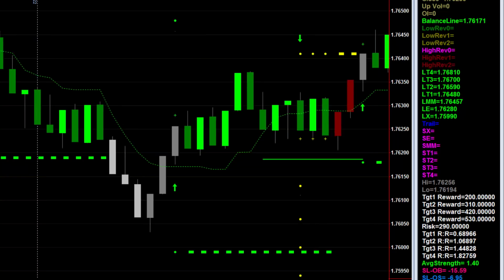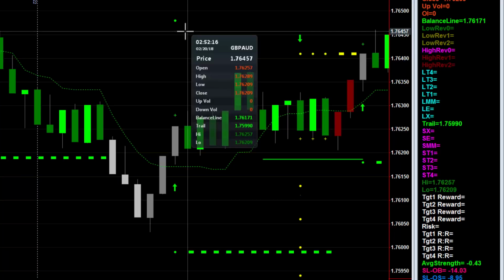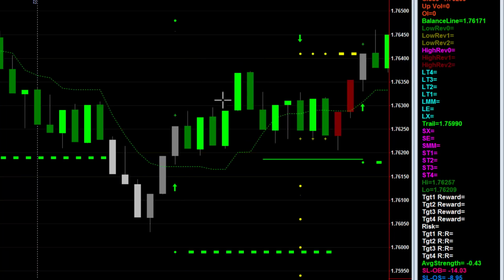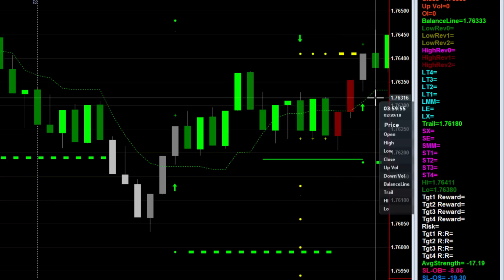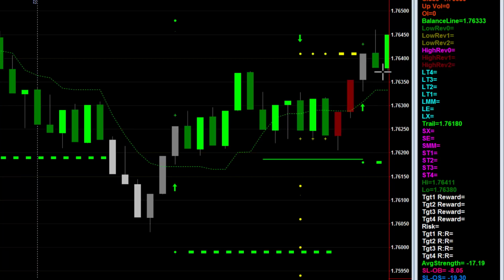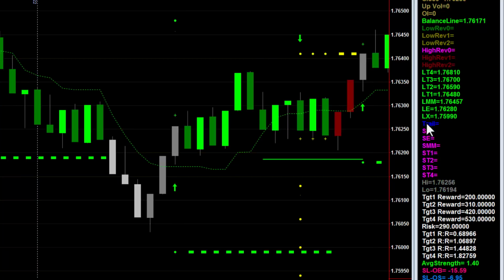So look what happens. It comes up and it hits the money management level. So at that point, we want to move our stop from here and start trailing this dotted line. So it goes to about here. Okay, so we have a risk-free trade, and that first target is good for 20 pips.